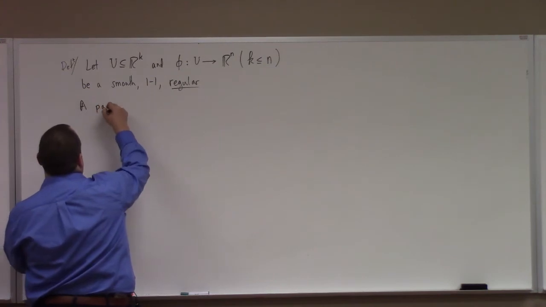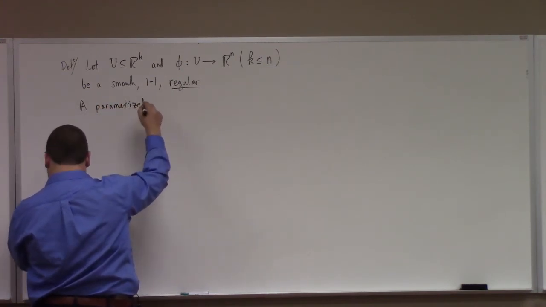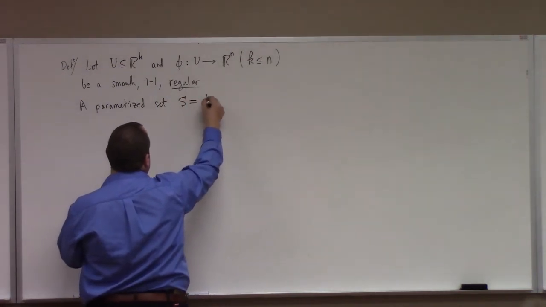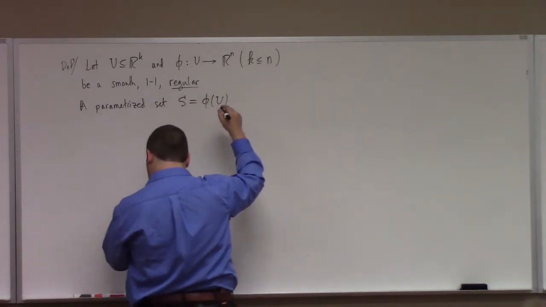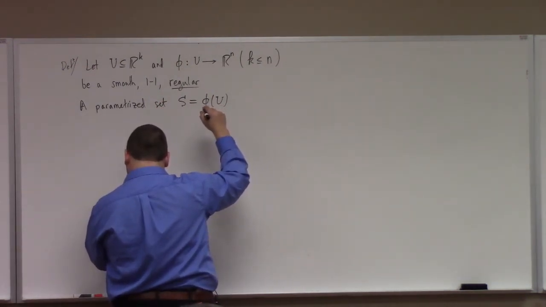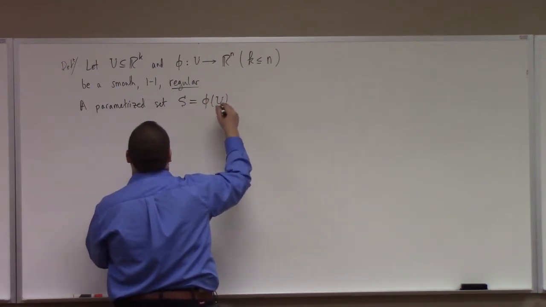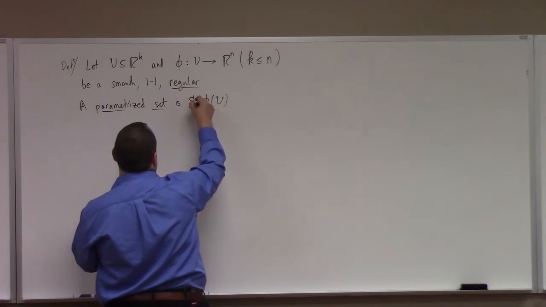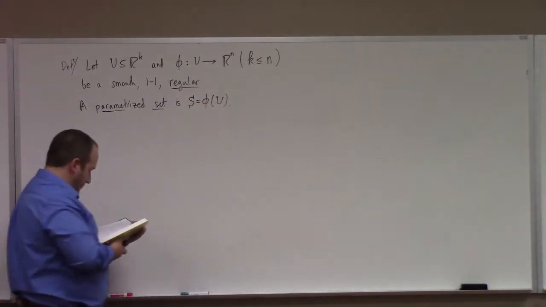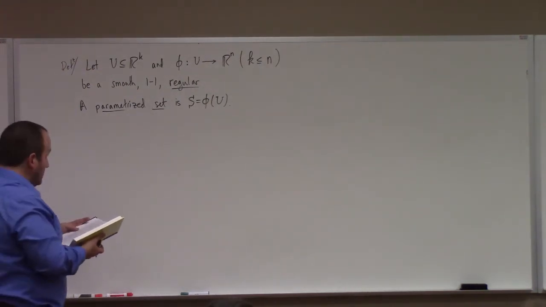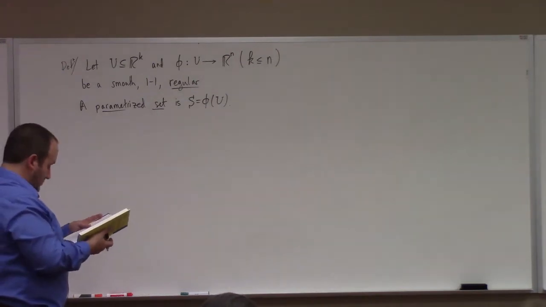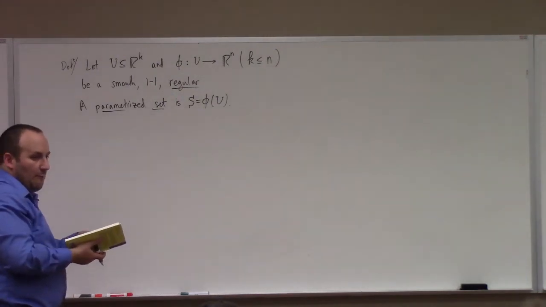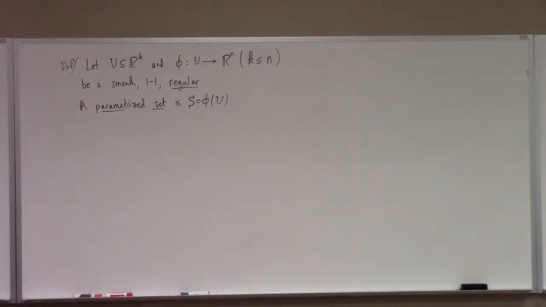A parametrized set S equals phi of U. I don't know, he's got a long sentence here, but I'm just going to say parameterized set is S equal to phi of U. You know what images are. The question is, what do we mean by that term regular, right? The parameterized set S equal to phi of U is defined to be the image of U in Rn by phi. Oh yeah, I'm getting there. Yes, correct.